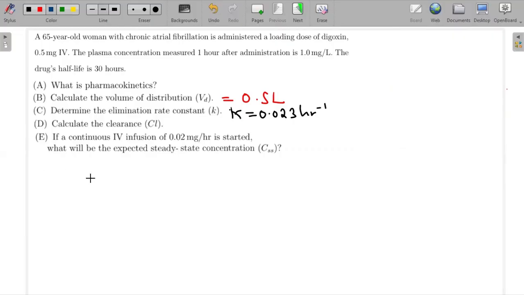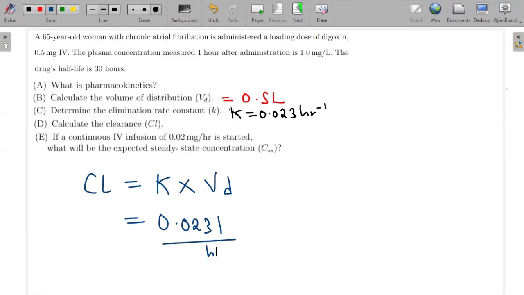So meaning the formula will be, remember we said this elimination rate describes how fast the drug is being removed from the body, right? And now for clearance, we are saying it's the volume of the plasma cleared of the drug per unit time. So the clearance is simply equal to the K multiplied by the volume of distribution. So this will be equal to the K, I have 0.0231 per hour, multiplied by the volume of distribution, which is 0.5 liters.